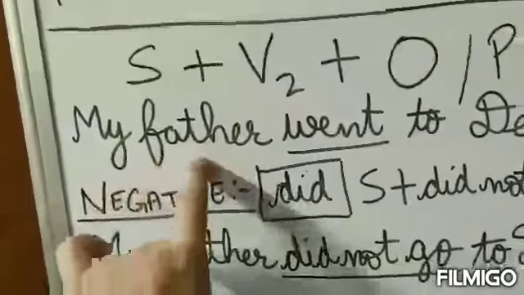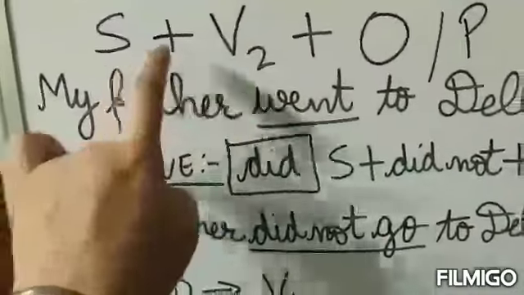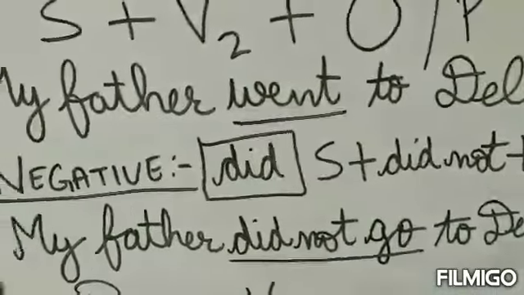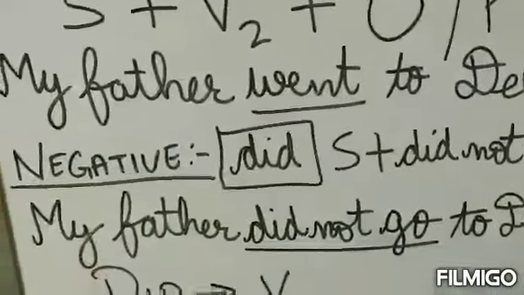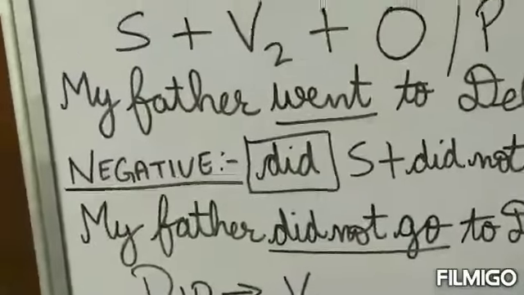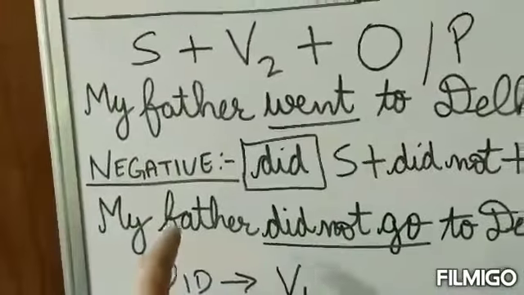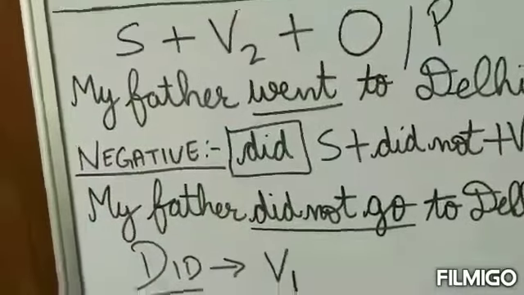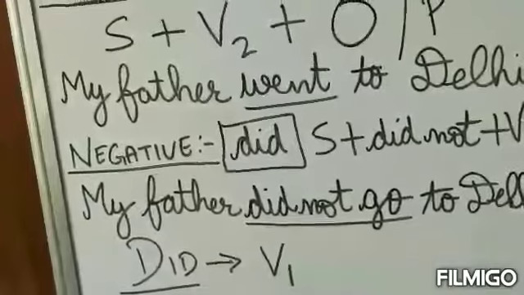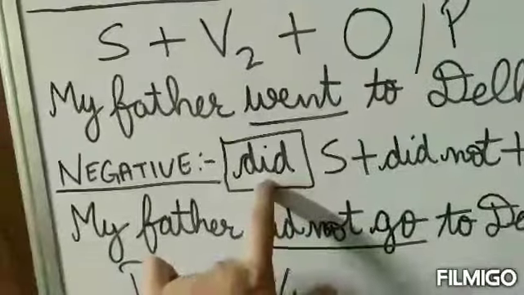Example, my father went to Delhi. So this is how the sentences are written in simple past tense. Okay. Then how to change these sentences into negative form? Always remember, whenever we use negative forms in simple past tenses or interrogative forms, we use the word did.